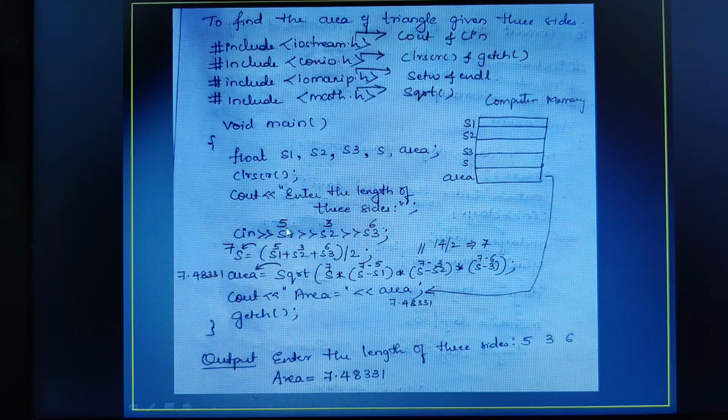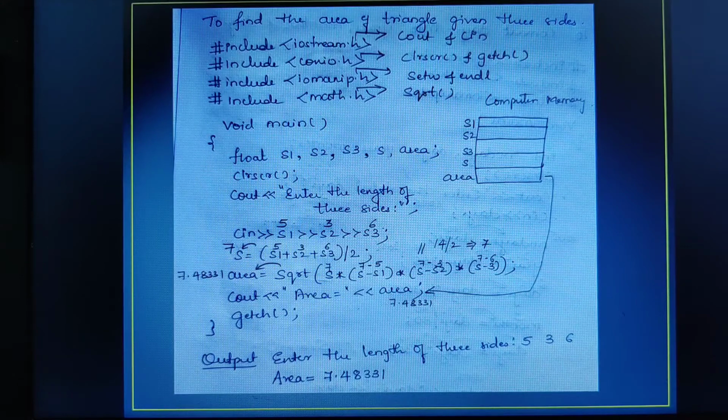So in that case, here the user is giving 3 values, that is 5, 3 and 6. So 5 will be stored in the first variable, that is S1, and 3 will be stored in S2, and 6 will be stored in S3. So they are calculating the sum of all these 3 sides divided by 2, and that sum I am getting is about 14. So 14 divided by 2, therefore the S value will be 7. Moving on to the next one.